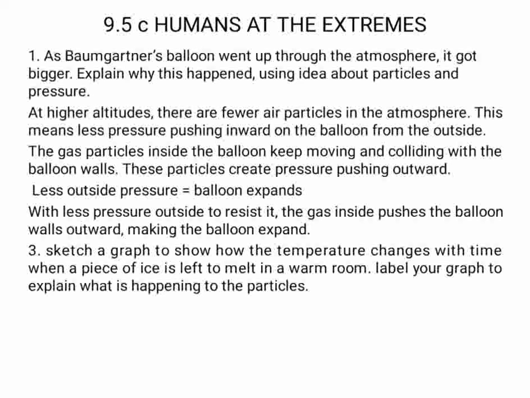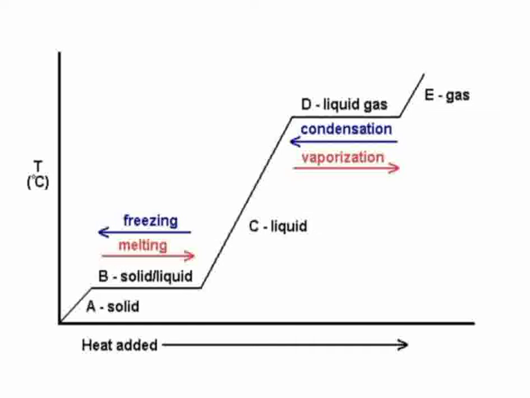Sketch a graph showing how the temperature changes with time when a piece of ice is left to warm. The starting point is at 0 degrees centigrade. It absorbs heat and moves in an upward direction. By absorbing heat, you have a slope. And when the ice starts melting, you have a straight line, and that shows the melting phenomenon.